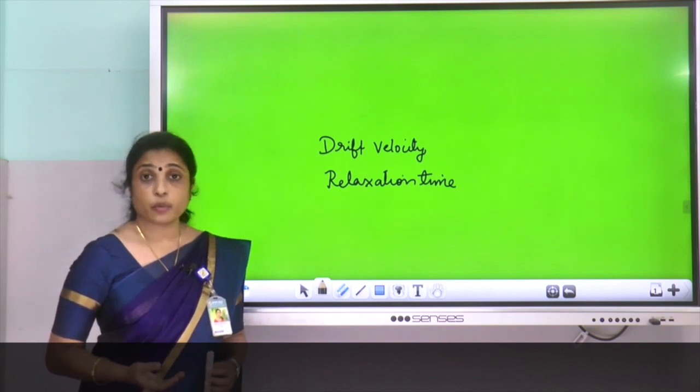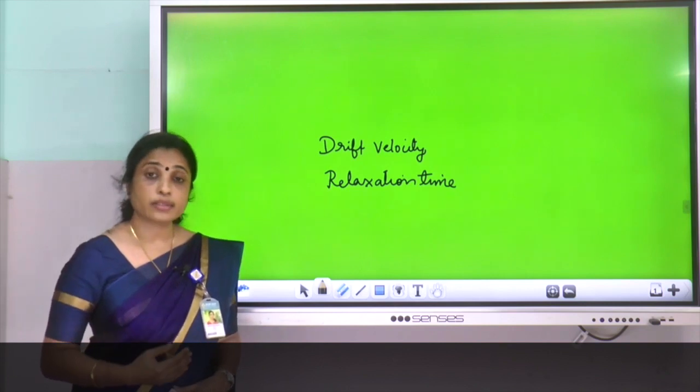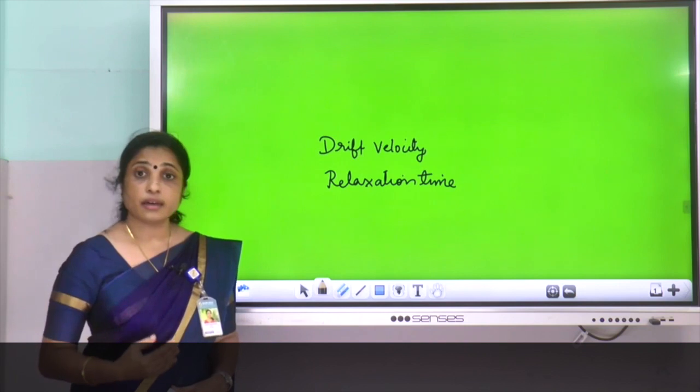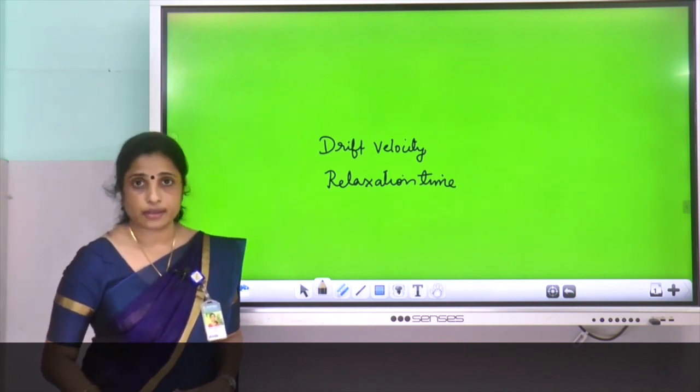Now, let us define what is drift velocity. Drift velocity is the velocity gained by the free electrons in a conductor in a direction opposite to the direction of the applied electric field.